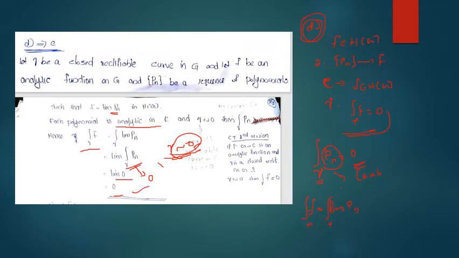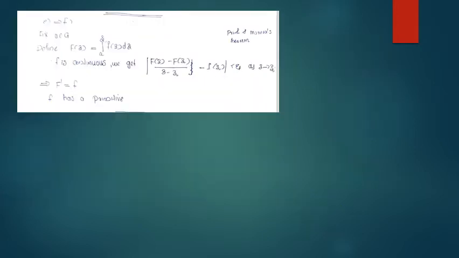Therefore we got that for any f belongs to H(G) and any closed rectifiable curve gamma, the integral over gamma of f is equal to 0. Hence the proof of D implies E. Next, we have E implies F.